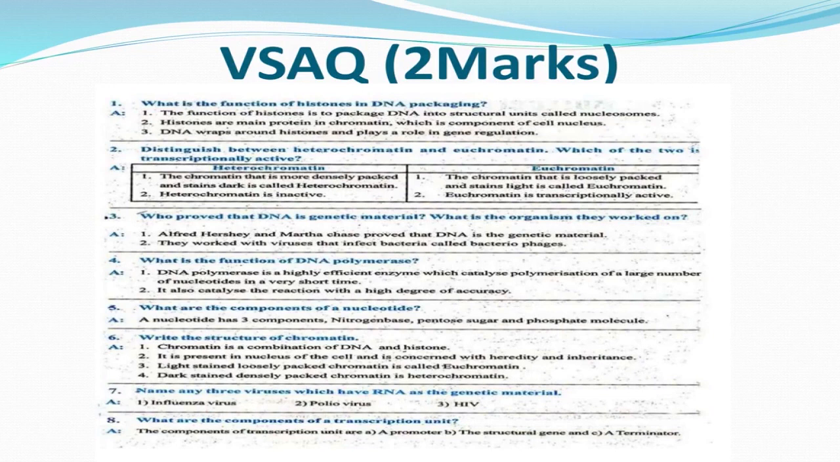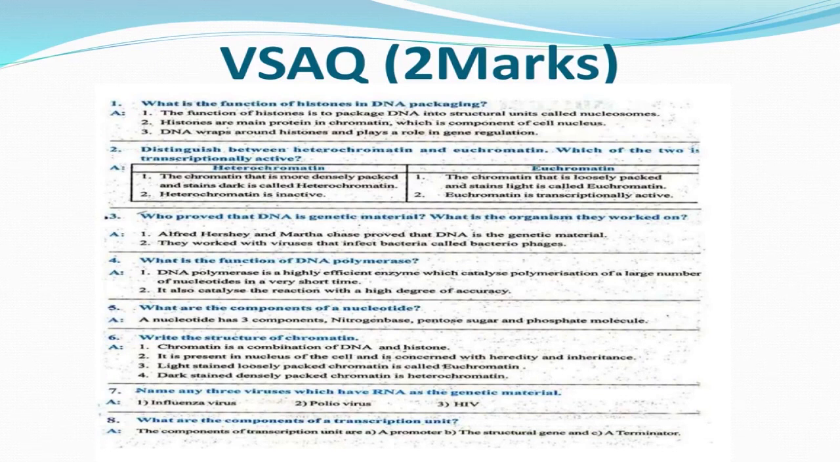And the next question: name any three viruses which have RNA as the genetic material. The three viruses are the influenza virus, polio virus and HIV.